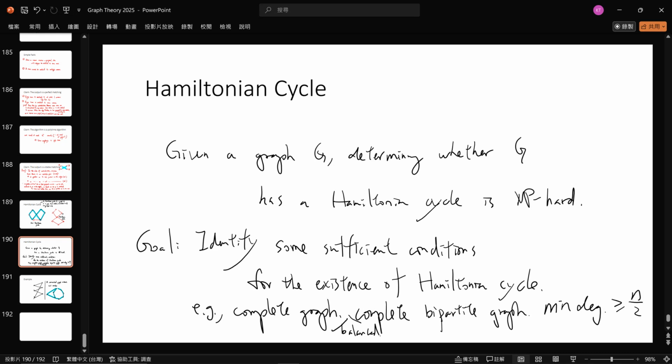Sorry. No, because for some graph, even if the minimum degree is n/2, it is not bipartite.